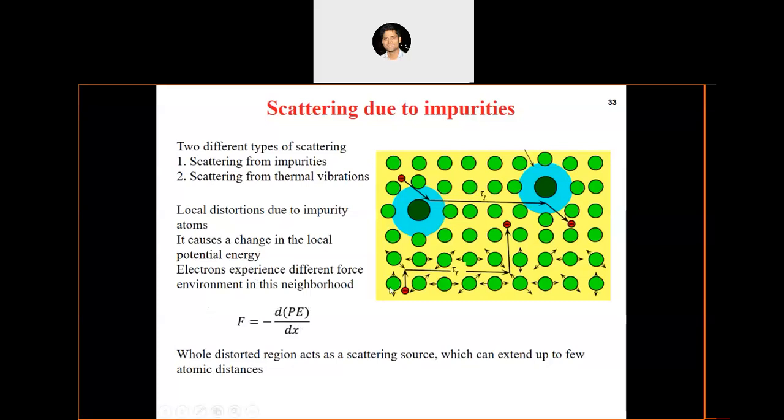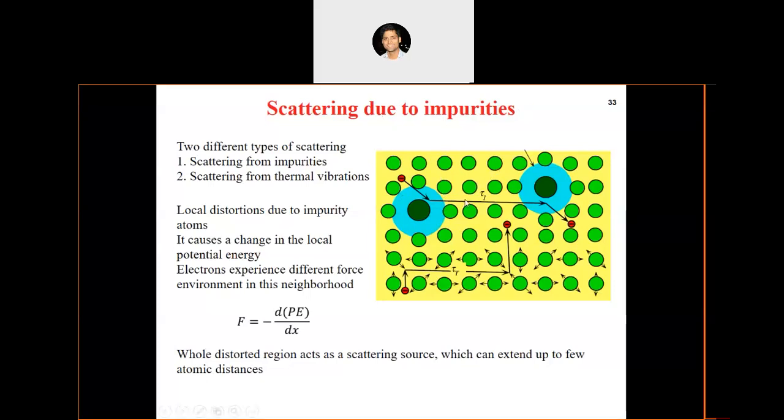So now if potential energy is changing, that means the force field in this neighborhood will also change, which means the electrons will experience a different force. When the electron is traveling in this matrix where there are none of these guest atoms, there will be one force. But as soon as it comes in the neighborhood of these foreign atoms, there will be a different force. Because of this, we can consider this as scattering because of these impurities, right?